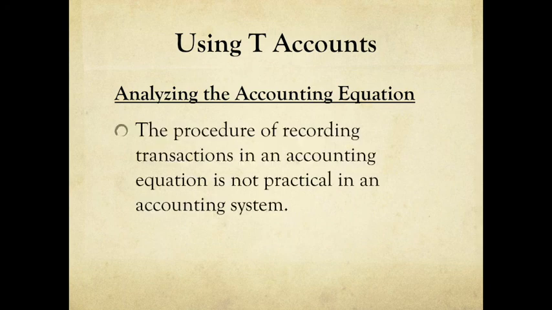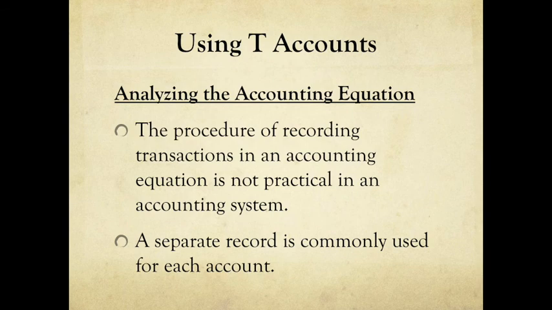The procedure of recording transactions in an accounting equation is not practical. Like we did in chapter 1, this would affect a lot of accounts and you would have tons of paper recording it this way. So in this chapter, a separate record is used for each account. So remember, one account is called assets, one account is your supplies and so forth. We're going to keep records for those separate accounts.